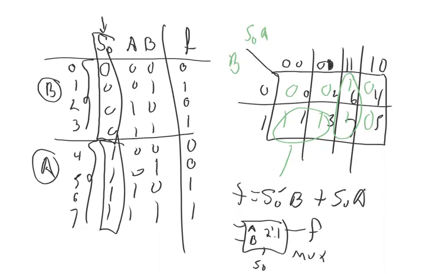Now who's confused? Sorry, I screwed up the labeling on the KMAP. This is what happens. Which question is this?